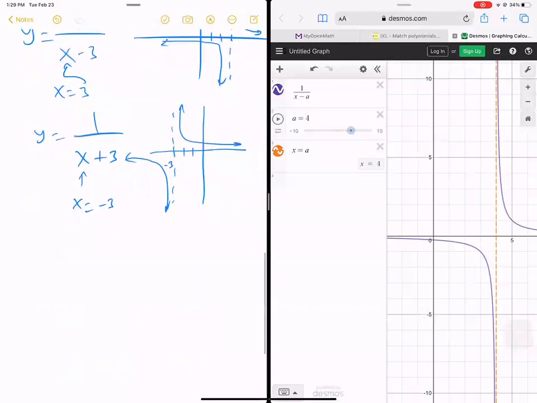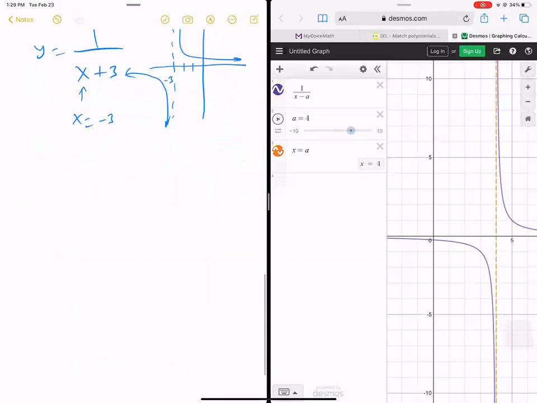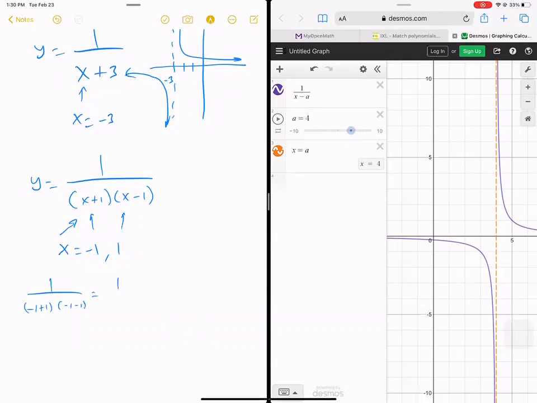What if I had two different zeros? What if I wrote y is equal to 1 over x plus 1, x minus 1? What numbers would make the denominator go to 0 here? The numbers that would make it go to 0 are negative 1 and positive 1. Are you guys okay with negative 1 and positive 1? Because if I plug in negative 1, 1 over negative 1 plus 1 and negative 1 minus 1, this would still be 1 over 0, which means it's undefined, which means we're going to infinity.